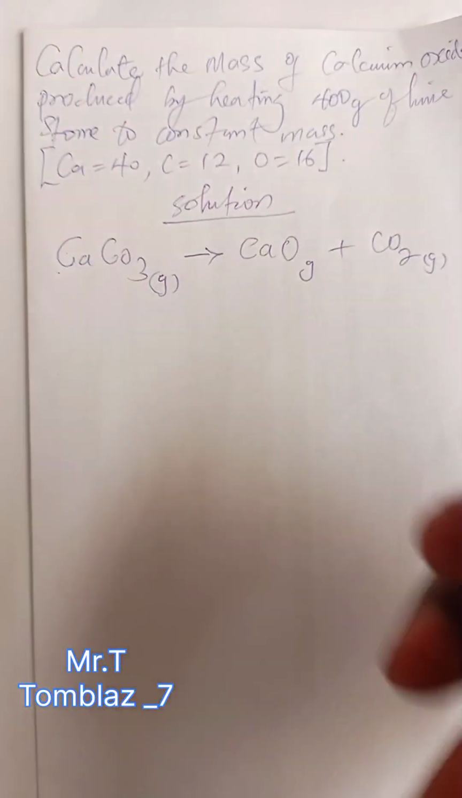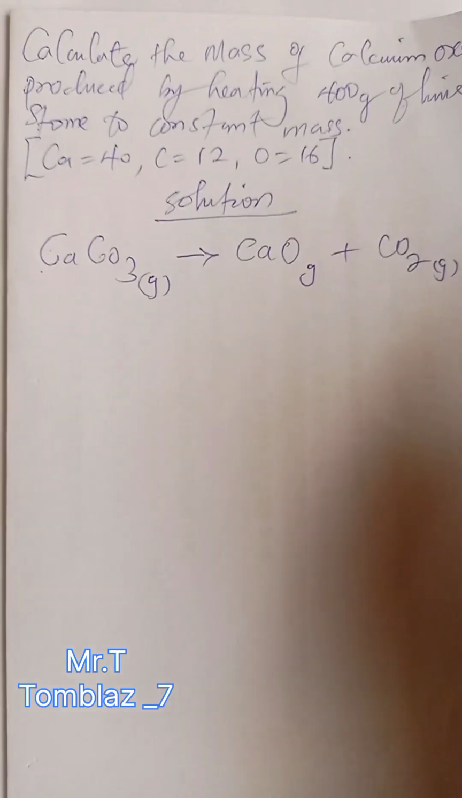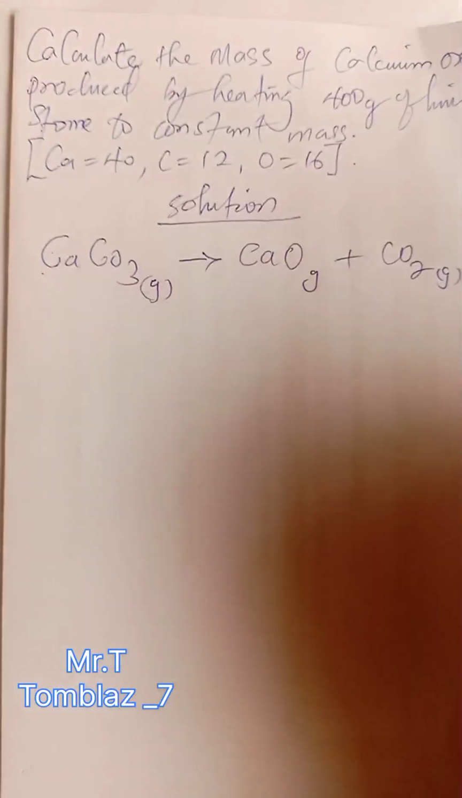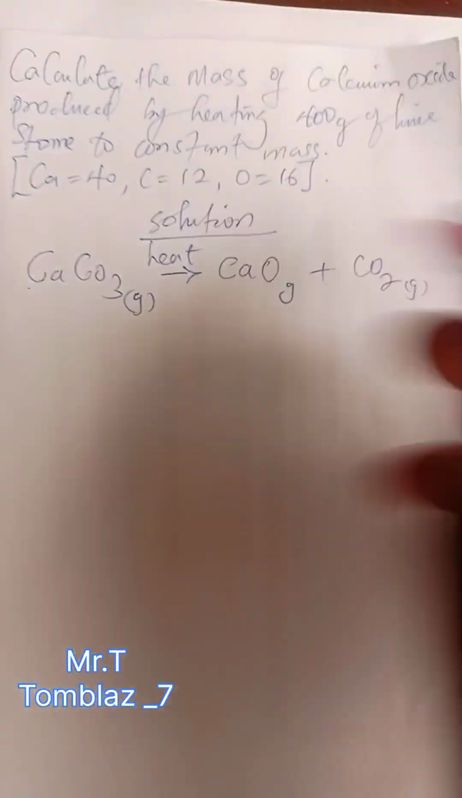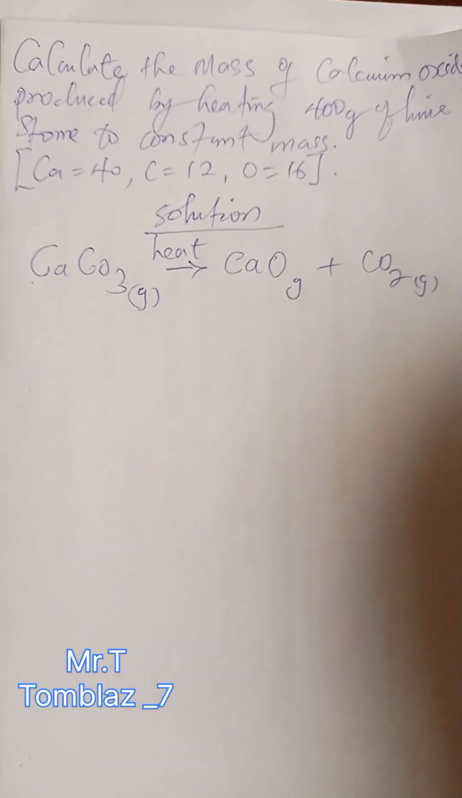Okay, so if you want to calculate the mass of calcium oxide produced when we heat this, how many grams of it? 400 grams of this limestone, right? So here we will apply heat and then it will disintegrate into these two compounds. So let's get the relative molecular mass of calcium carbonate, and then let's get the relative molecular mass of calcium oxide.